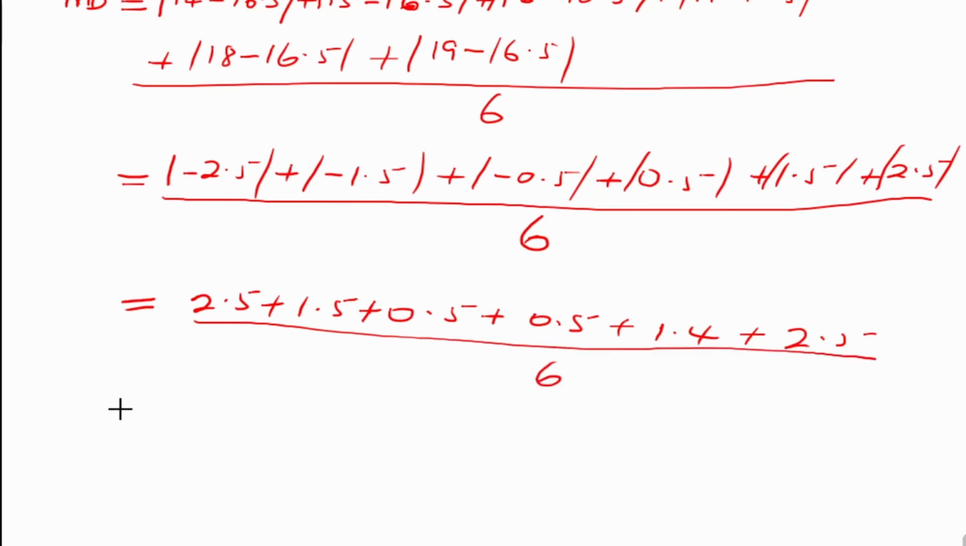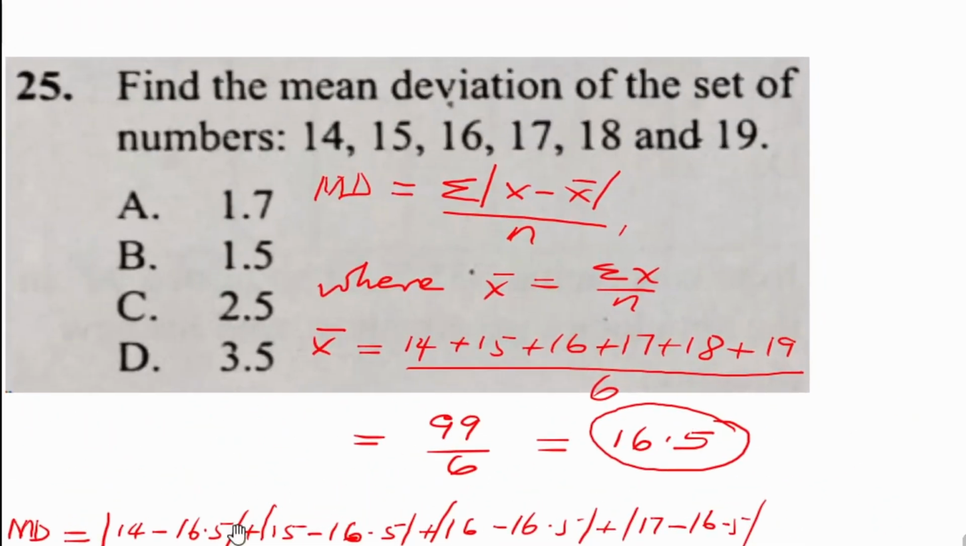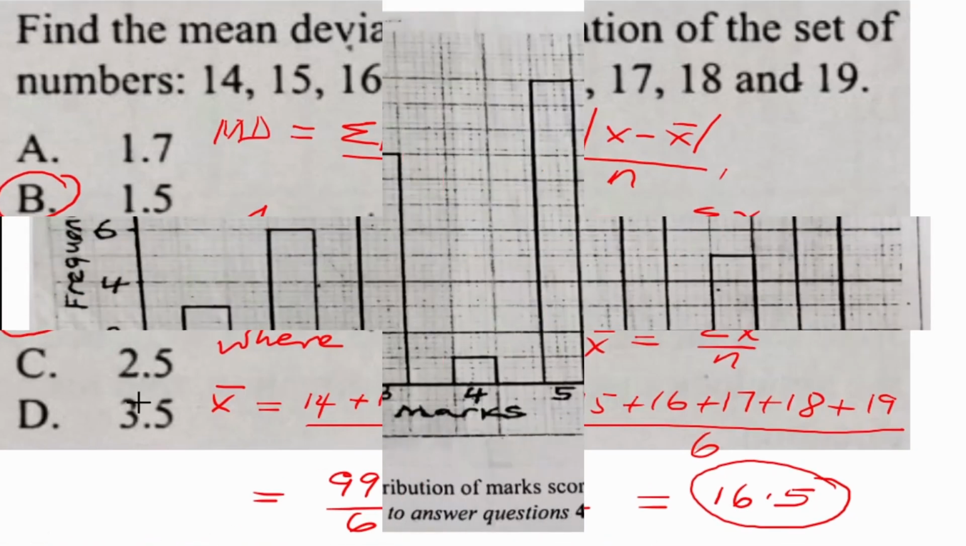And when we put all together, we're going to have 9 divided by 6, which equals 1.5. So now we're going to look at the option which gives us 1.5, and that is option B, and that is our answer to the question. So let's move on to the next question.